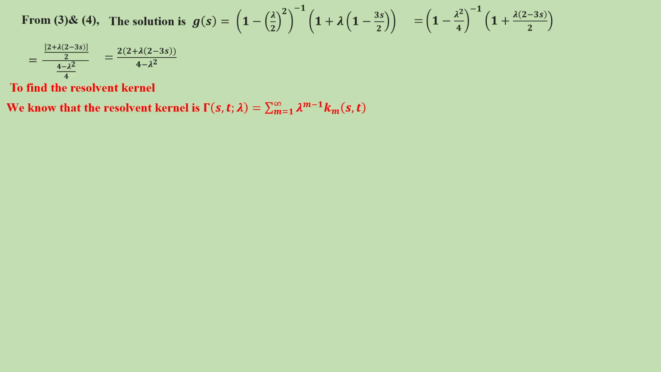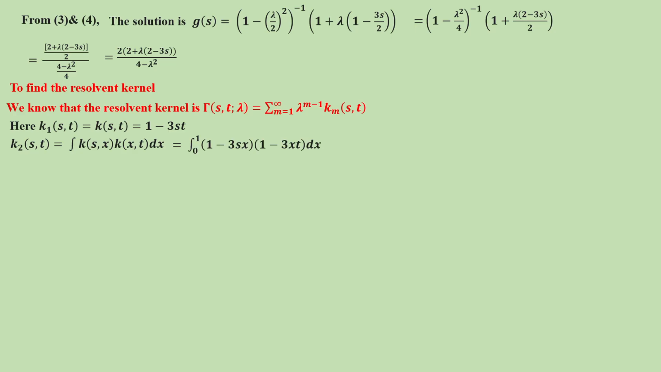We know the resolvent kernel Γ(s, t; λ) is equal to the summation m equals 1 to infinity of λ^(m−1) Kₘ(s, t). K₁(s, t) is equal to K(s, t), which is equal to 1 minus 3st. K₂(s, t) is equal to the integral of K(s, x) K(x, t) dx, that is equal to the integral from 0 to 1 of (1 − 3sx)(1 − 3xt) dx, that is equal to the integral from 0 to 1 of (1 − 3xt − 3sx + 9st x²) dx.